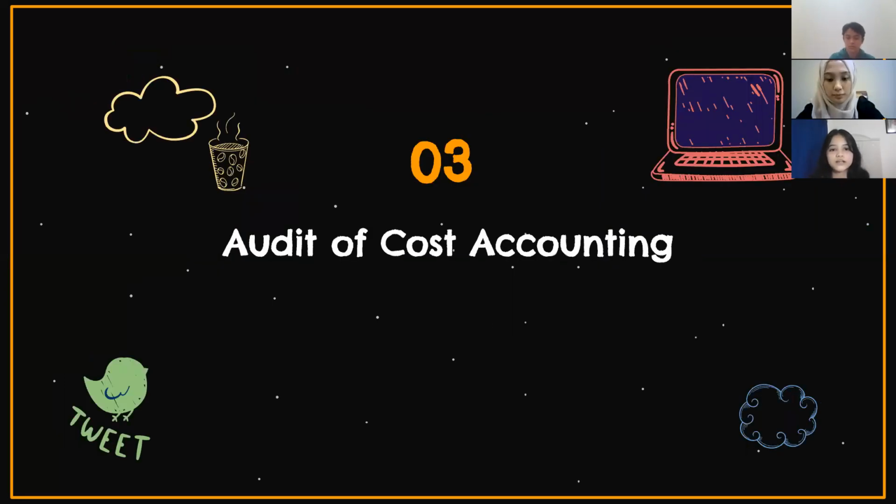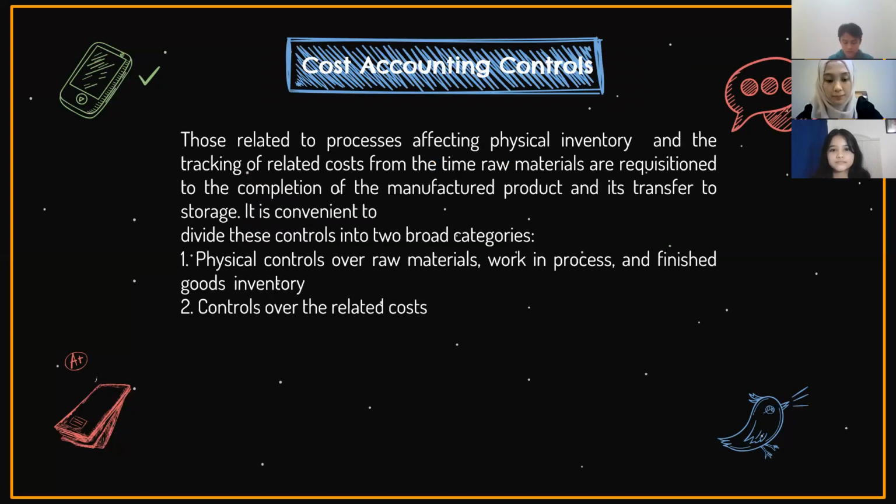Okay, number 3, audit of cost accounting. Cost accounting controls are those related to processes affecting physical inventory and the tracking of related costs from the time raw material is requisitioned to the completion of the manufactured product and its transfer to storage. It is convenient to divide this control into two broad categories. First, physical control over raw material, work in process, and finished goods inventory. And second, control over the related costs.